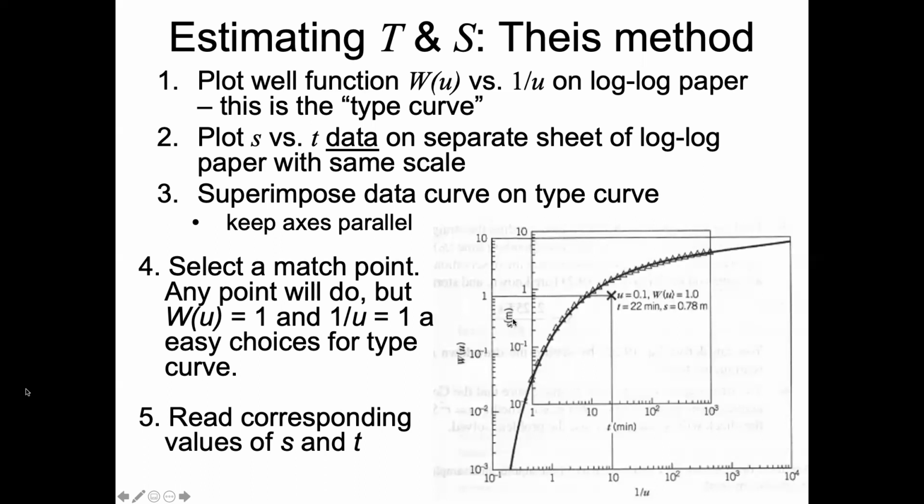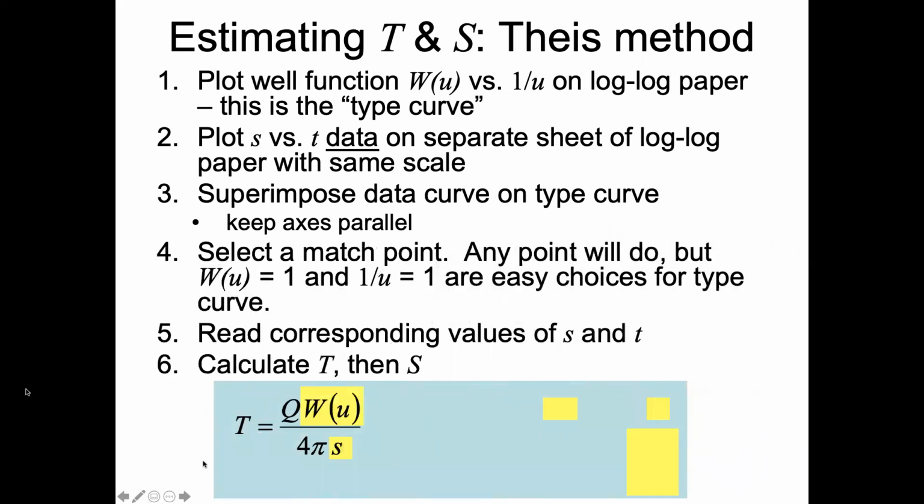So then we're going to take our S and our T values, and we're going to go ahead and solve our system. We can begin first by calculating our T. We know what our U value is. We know what our well function value is. We know what our S is because we were just able to read it off the matching curve. We know our Q because we've been pumping, and we have 4 pi. So we're thinking about our radial directions, right?